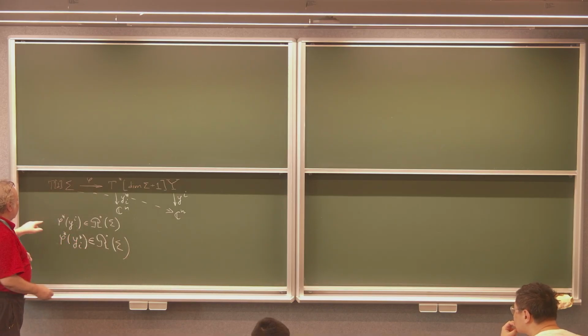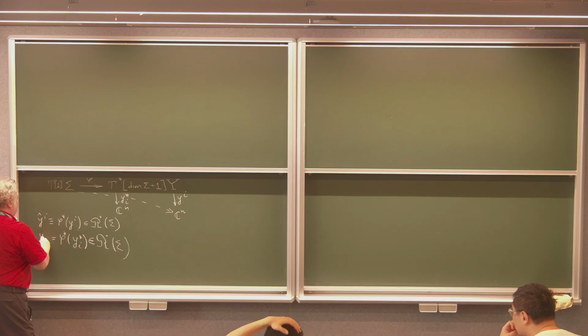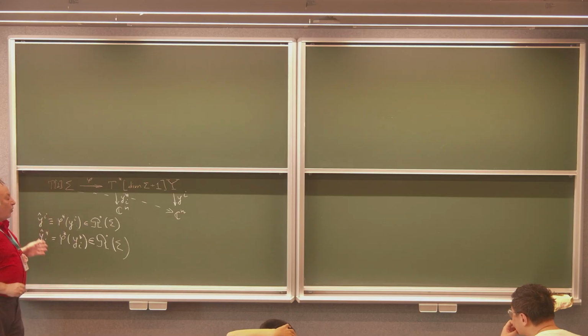And people call these fields, by definition, yi with the hat, and this field, yi star with the hat. These y's were called A last time, because they came as generalizations of a connection. But here, I define them this way.